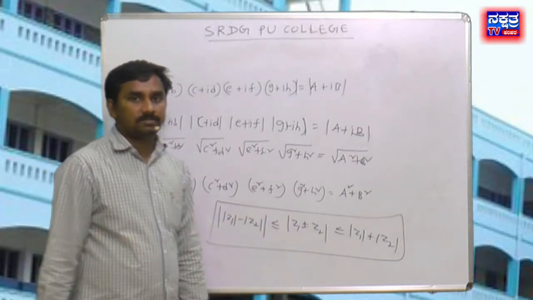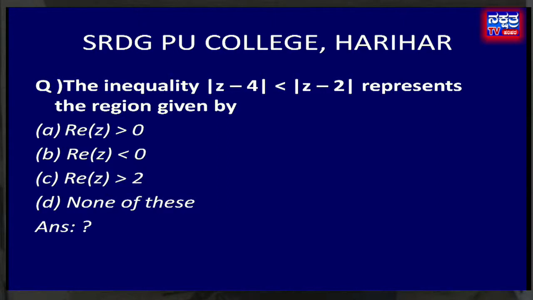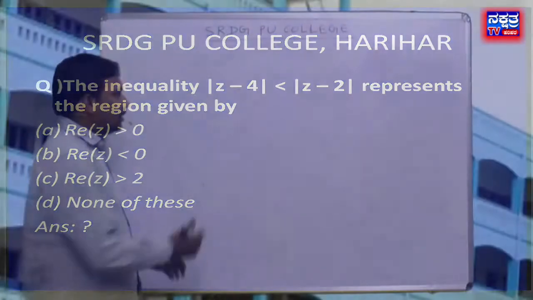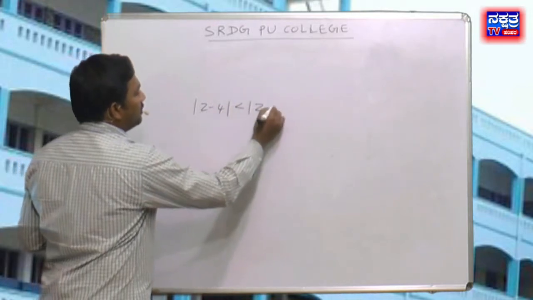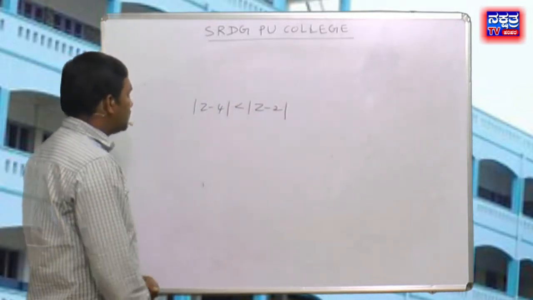Watch the next question. The inequality mod z minus 4 less than mod z minus 2 represents the region given by which option? Option A, real part of z greater than 0; option B, real part of z less than 0; option C, real part of z greater than 2; option D, none of these. Watch the board, students. Here mod z minus 4 is less than mod z minus 2. So this is the question.